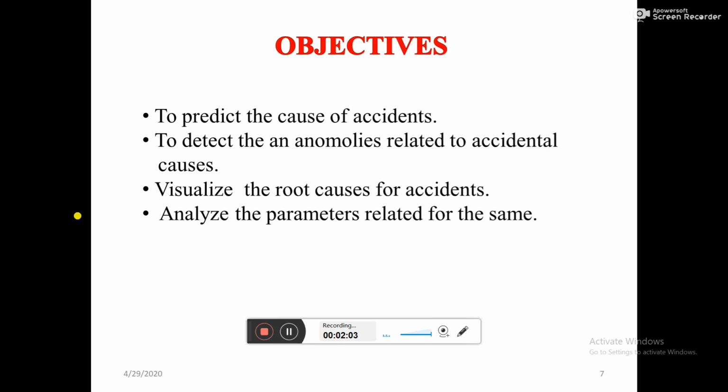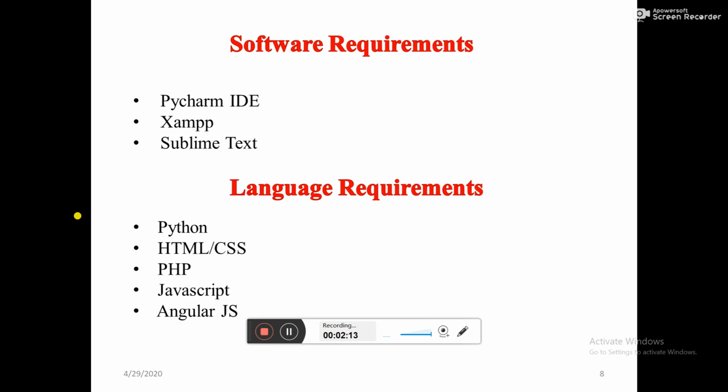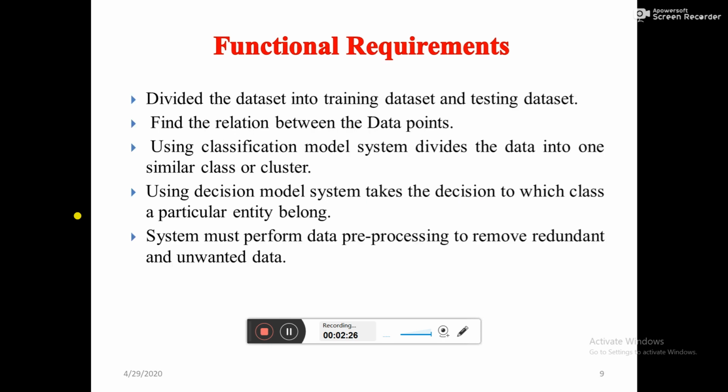Objectives: to predict the causes of road accidents, to detect the anomalies related to the road accident causes, to visualize the root causes of road accidents, and to analyze the parameters related to the same. Software requirements: PyCharm IDE, XAMPP server, Sublime Text, Python, HTML, PHP, JavaScript, and AngularJS. These are the languages and tools that are being used.